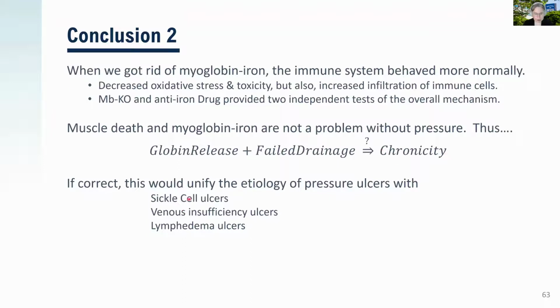And if that's true, then it would serve to unify the etiology of pressure ulcer poor healing, the etiology of chronicity, with sickle cell ulcers, venous insufficiency ulcers, which have a lot of hemosiderin, and lymphedema ulcers. Multiple types of chronic wounds.